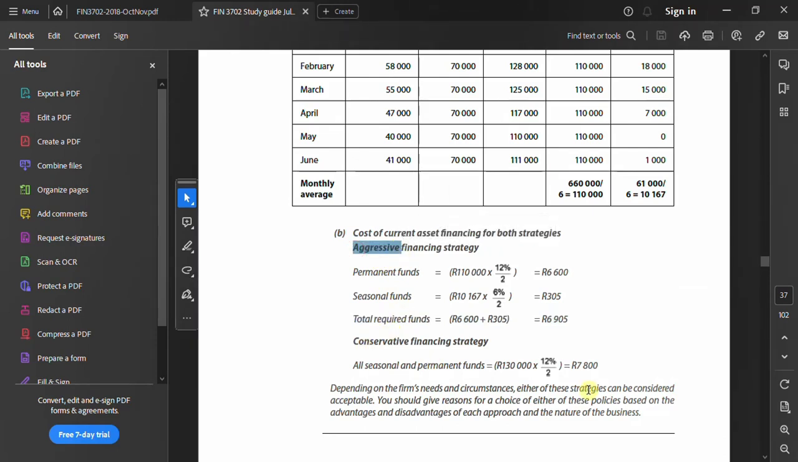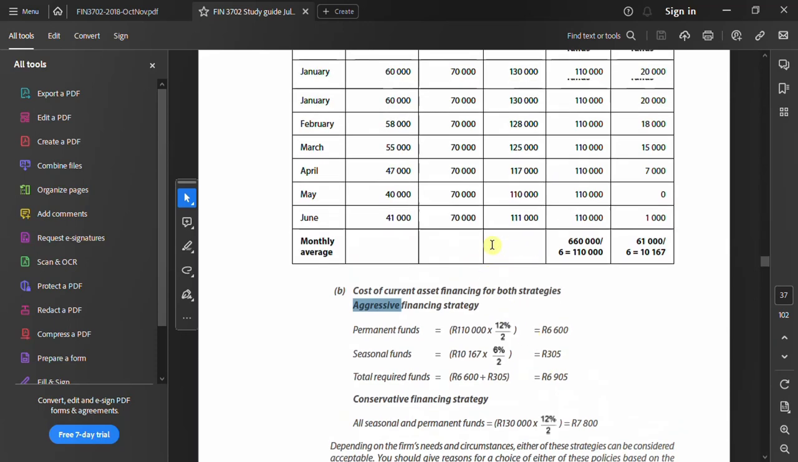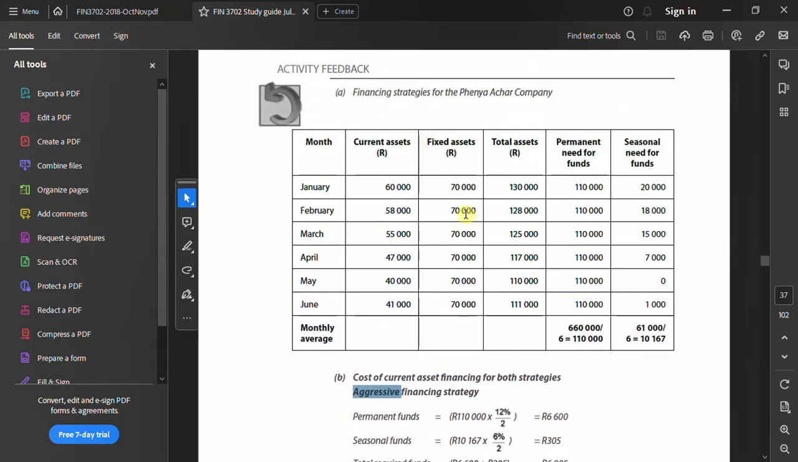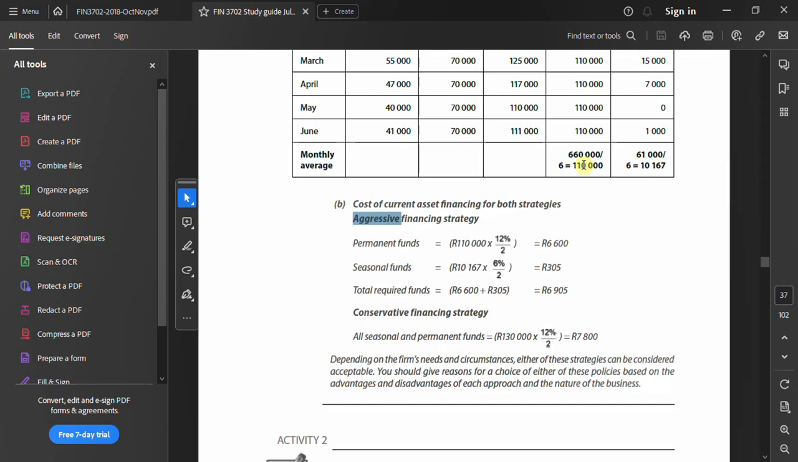Oh no, conservative, sorry, I was looking at all three numbers on the top. For conservative, the total, everything, the 130 is going to be raised by long-term financing.